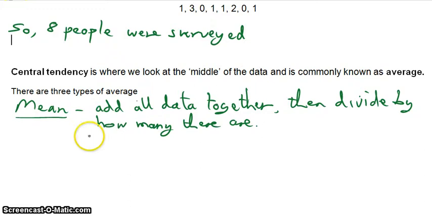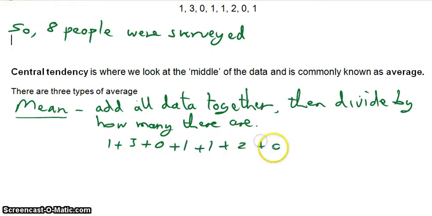So what we've got for the mean is 1 plus 3, that's 4 pets, plus a 0 and 1 family there, plus 1 plus 1 plus 2 plus 0 plus 1. Just check: 1, 2, 3, 4, 5, 6, 7, 8. There's 8 families there. 3, 4, 5, 6, 7, 8, 9. So altogether there's 9 pets in this survey. These numbers are the number of pets.